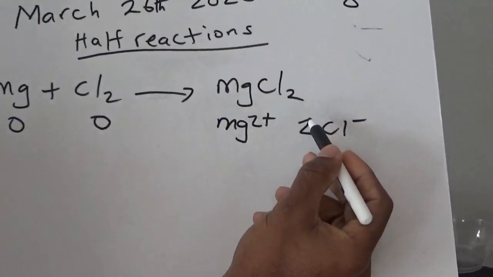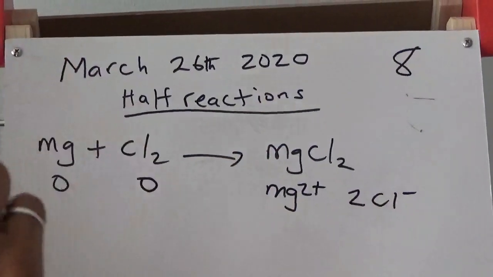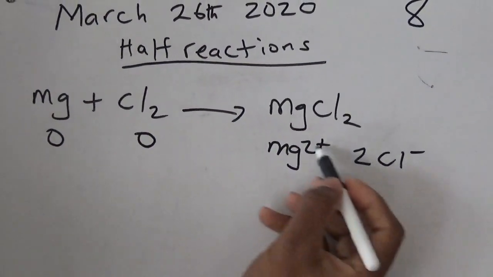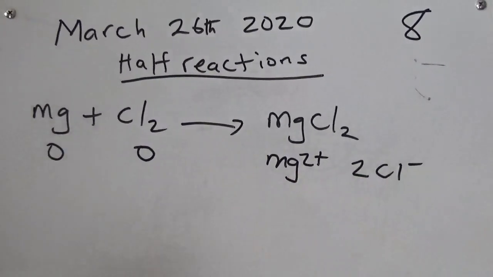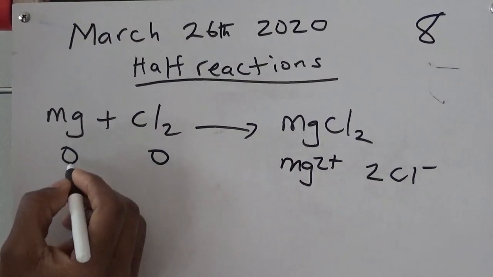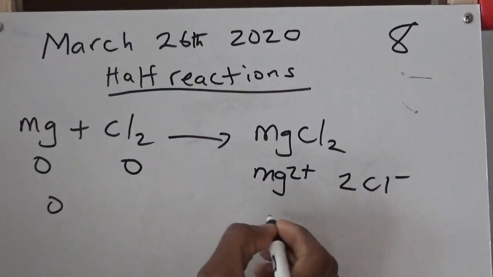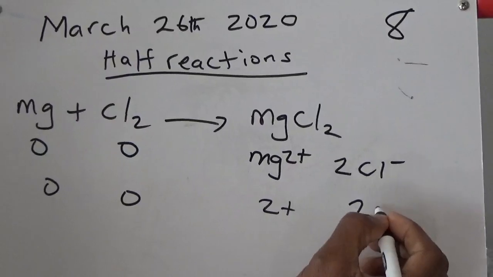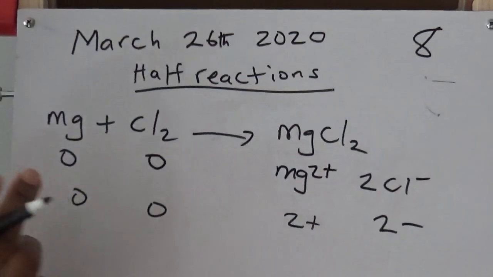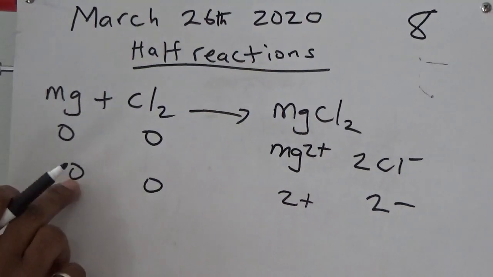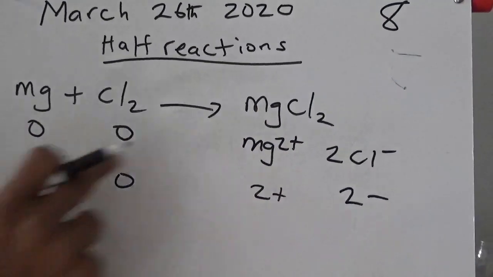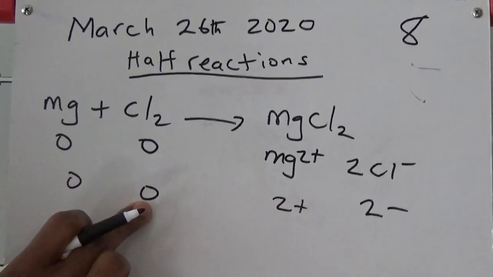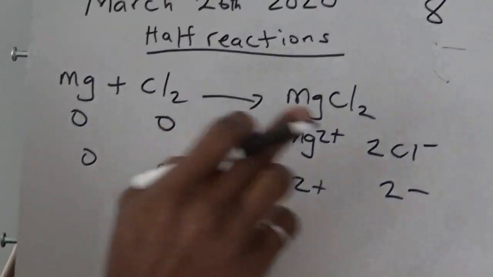Because there are 2 chlorides and each chloride is supposed to be 1 negative charge, 2 of them will give us 2 negative charges. So 2 chlorine minus plus magnesium 2+ gives us a neutral molecule. Magnesium went from 0 to 2+. Chlorine went from 0 to 2 minus. So magnesium lost electrons, and because it lost electrons, it has been oxidized. Chlorine gained electrons, which means it has been reduced.